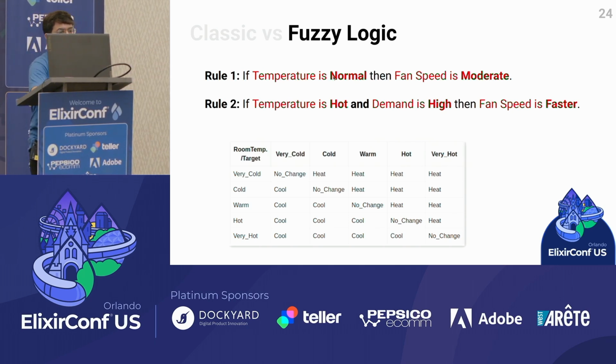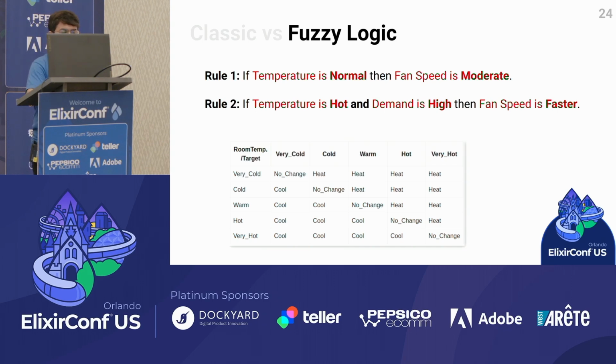Just as if the temperature is normal, then the fan speed is moderate. This means that it has an input and an output here on the right side. So for rule number 2, we are making a more complicated sentence, and we use the fuzzy operators here. And here we are setting that if the temperature is hot and the demand is high, then the fan speed is faster. This means that we want to make the computer handle this logic.